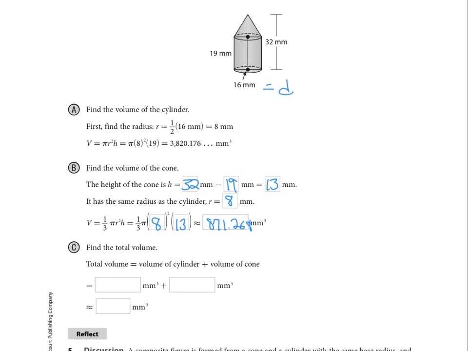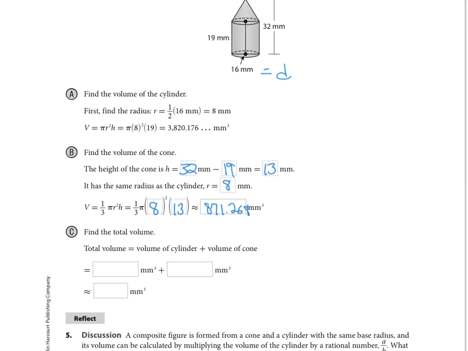So if we want to find the total volume, all we have to do is to put those two pieces together. So we're taking 3,820.177 if we round, millimeters cubed, plus what we just found for the cone, 871.268 cubic millimeters, and our total rounded to the nearest cubic millimeter is going to be 4,691. So that's our composite example.